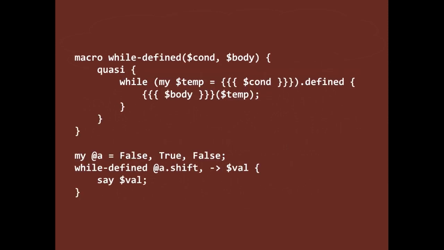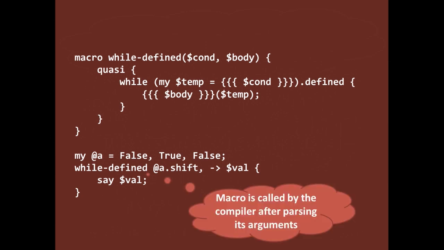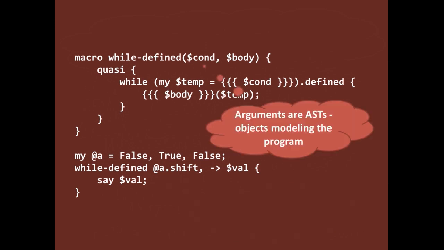So here's an example of how we might define a macro in Raku. The macro is called while defined, and it takes two arguments. The thing to keep in mind here is that these are not arguments that are going to receive data. They're actually going to receive objects describing the program. So the compiler calls this basically after it's parsed all the arguments, which is going to be around the closing curly brace of this lambda here. And those arguments are going to be Raku AST objects, objects that model the program.